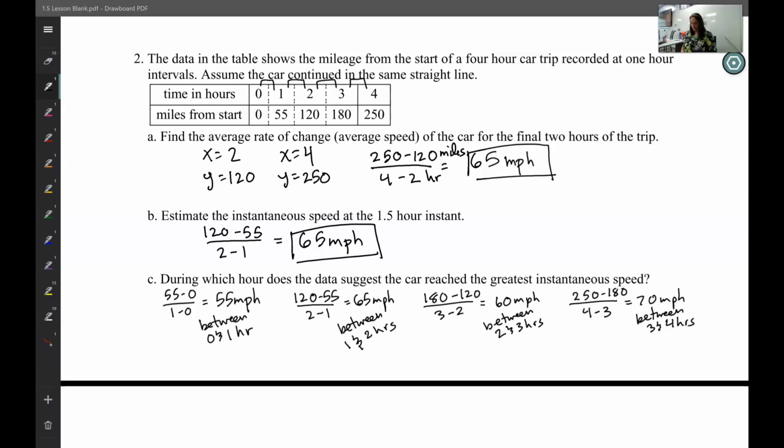Okay, let's look at what we got. Between 0 and 1 hour, I went an average of 55 miles per hour. Between 1 and 2 hours, I went an average of 65 miles per hour. Between 2 and 3 hours, I went an average of 60 miles per hour. And between 3 and 4 hours, I went an average of 70 miles per hour. So what would you estimate is where I went the fastest speed? Probably between 2 and 3 hours, because that's where I had the fastest average speed. So I probably went the fastest instantaneous speed somewhere during that time.